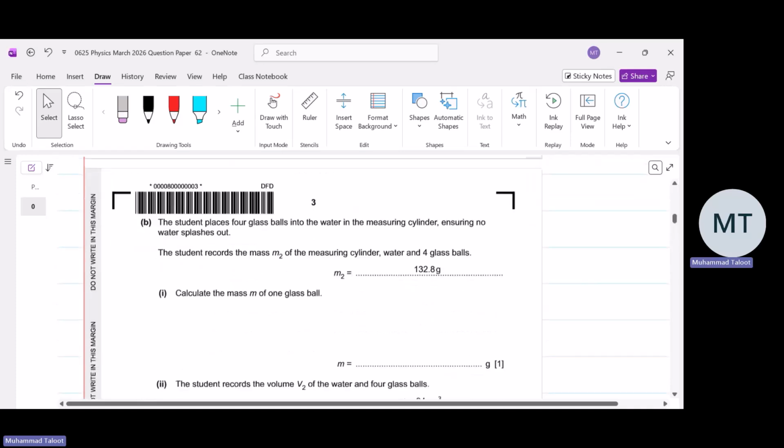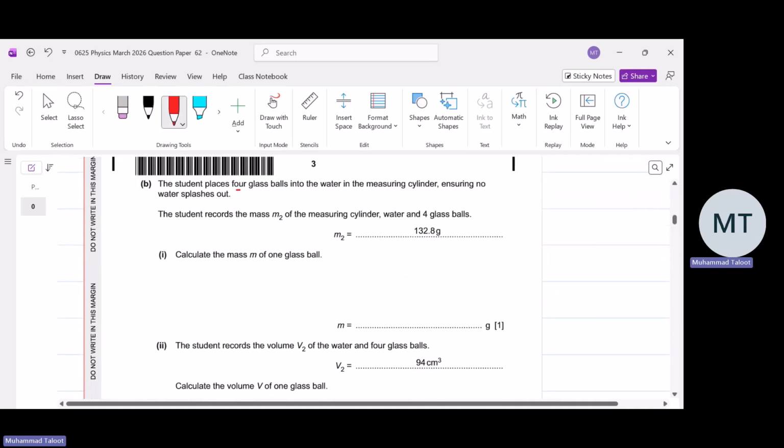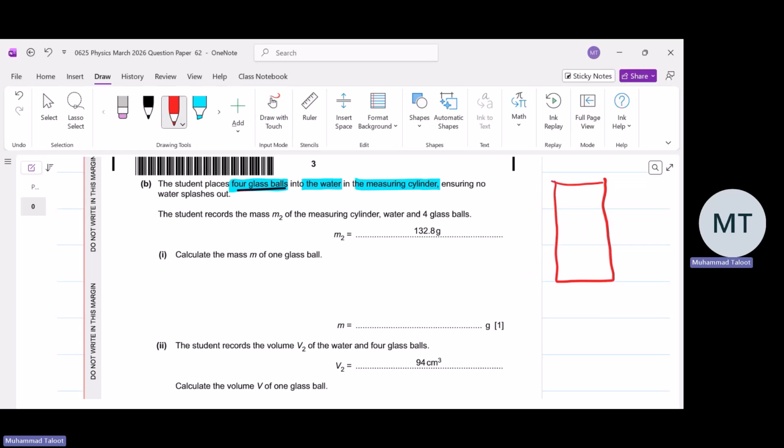So moving to the next part of this question number 1, the student places 4 glass balls into the water in the measuring cylinder. So what is happening here, my dear learners? Suppose this is the measuring cylinder, in this we have water. Student is adding 4 glass balls in this, ensuring no water splashes out. So this is also a learning for you, that whenever you have to add the ball, they can ask you which thing you have to be very careful about. So you have to be very careful that no splashing should occur.